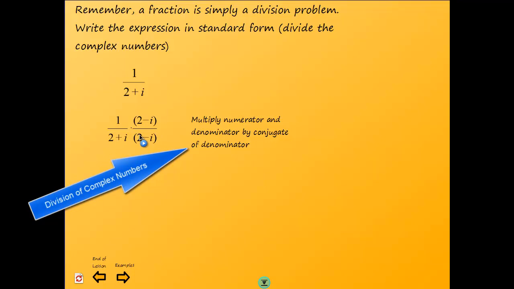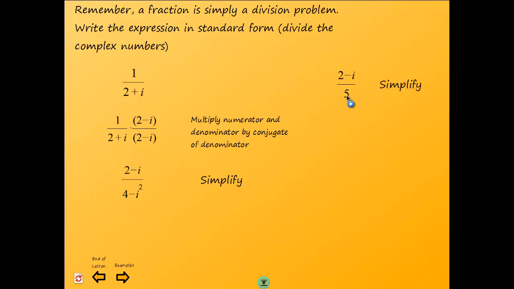So here you see you have 2 plus i in the denominator. The conjugate of that is 2 minus i. So we multiply that by the denominator. That's going to make the i's go away and give me a real number in the denominator. But then we also have to multiply the numerator by the same thing, because it is a fraction. So when we multiply that, we get 2 minus i over 4 minus i squared. The i squared, remember, is negative 1. So we end up with that real number in the denominator. The i has gone away, as you see. So we have 2 minus i over 5, which we can then split into 2/5 minus 1/5 i.